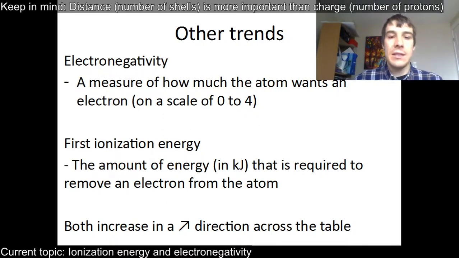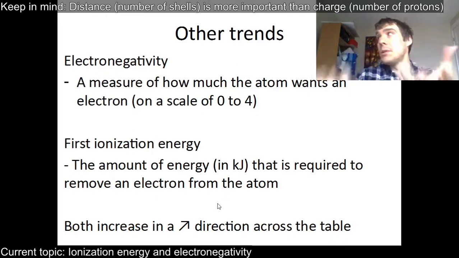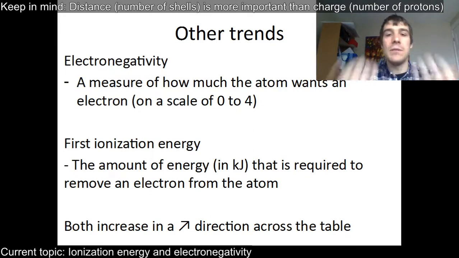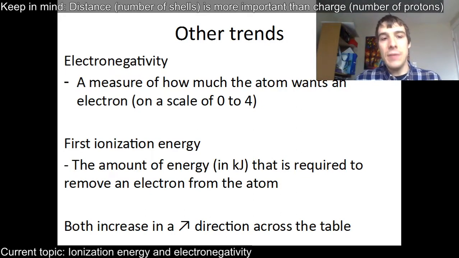And so electronegativity is trying to measure what the relative attractive force for electrons is. Now, first ionization energy is very similar. It's the amount of energy that's required to remove an electron from the atom. As you can imagine, they're going to have very similar trends because the pull for an outside electron is very similar to the amount of energy it would take to remove an electron.